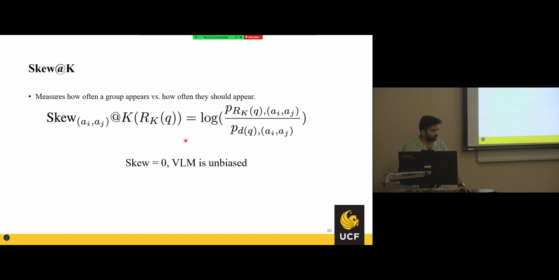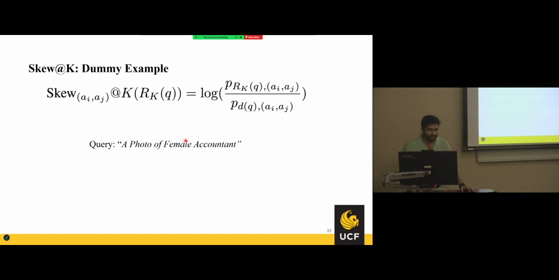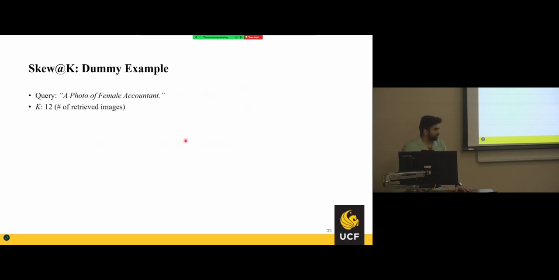If the skew value is 0, we conclude that the VLM is unbiased for that given query and that given attribute pair. However, if the skew value is not 0, we can conclude that the VLM is biased to some extent. An example of this would be assuming that we have a query of a female accountant, and we want a model to retrieve 12 images. That's why the value of K is 12. Our attribute pair for this example is Middle Eastern and female, that is race and gender, but for our entire project, there can be any attribute pair.